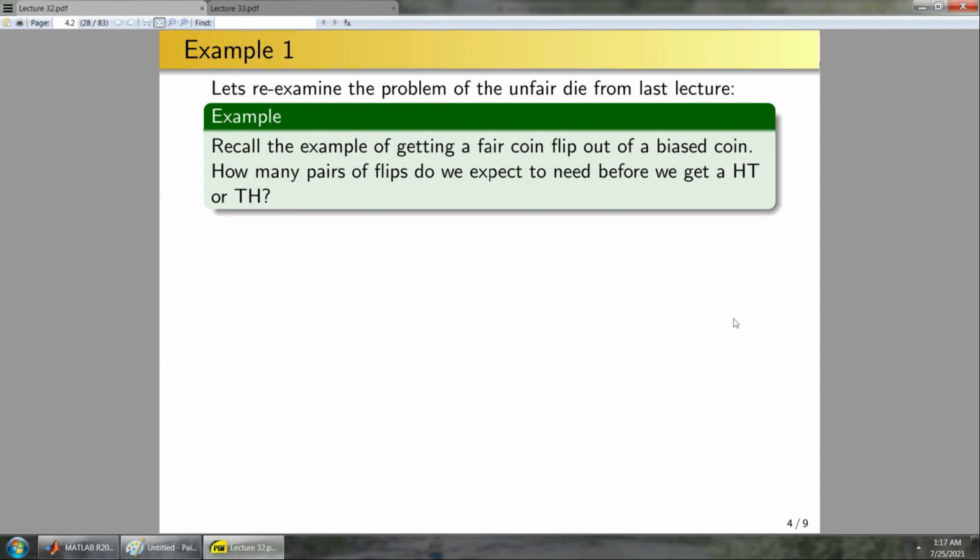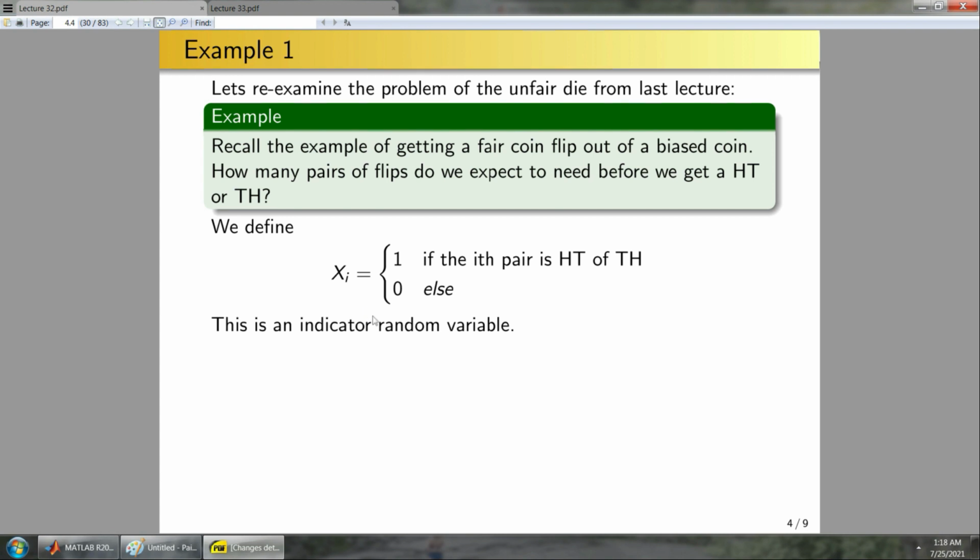So the first thing I need to do is build my indicator random variable. So we're going to define X_i to be an indicator random variable that's 1 if the ith pair is HT or TH, and 0 for any other value. So pretty clearly, this is an indicator random variable, right? It either takes on the values 1 or 0.